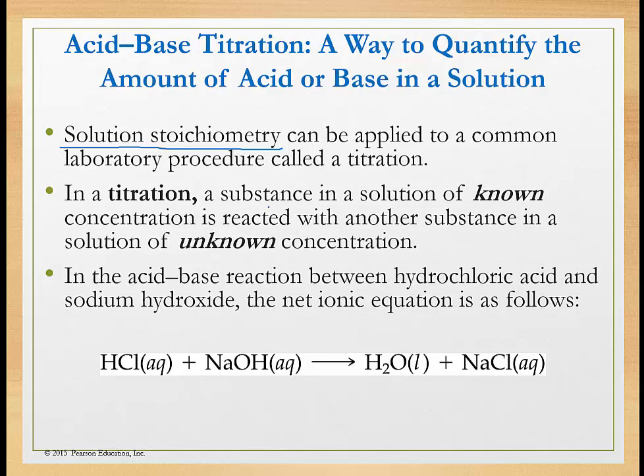What we're going to do is take a substance in solution that has a known concentration, and react it with something else that has an unknown concentration. In the reaction shown here, we're going to take hydrochloric acid and react it with sodium hydroxide. This will form water and aqueous sodium chloride. If we know something about the sodium hydroxide, we want to use that to calculate something we don't know about the hydrochloric acid, or vice versa.